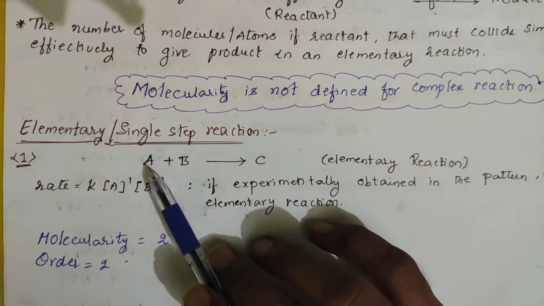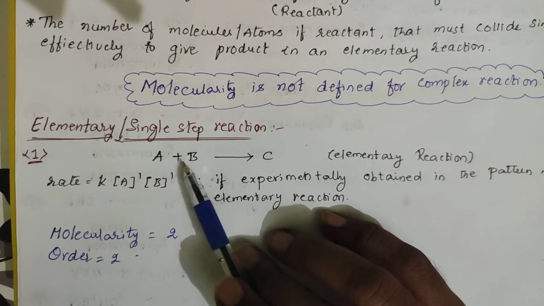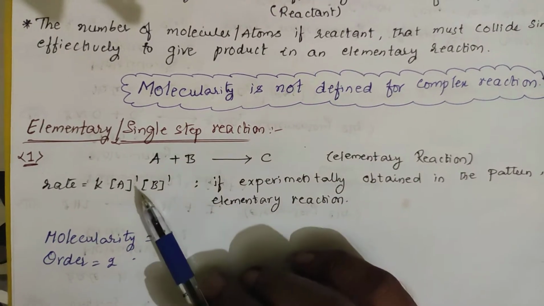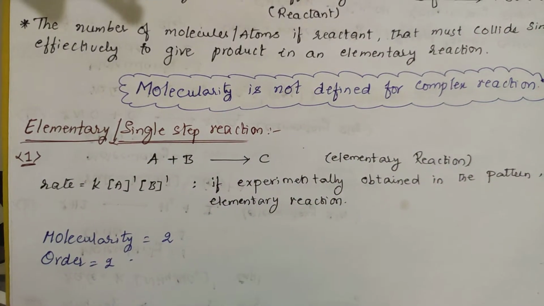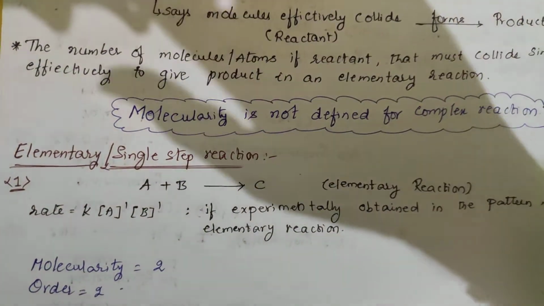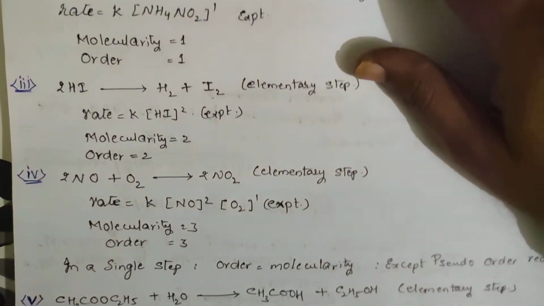So molecularity, how many molecules are colliding here? One molecule of A, one molecule of B. So molecularity is 2. What is the order here? Order is 1 and 1 here. So it is 2. So order as well as the molecularity is 2 for this reaction. Let us take one more example.